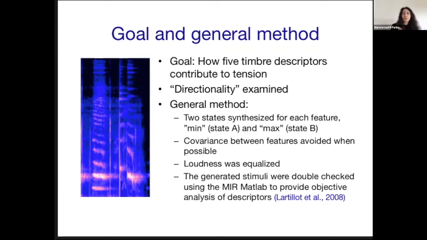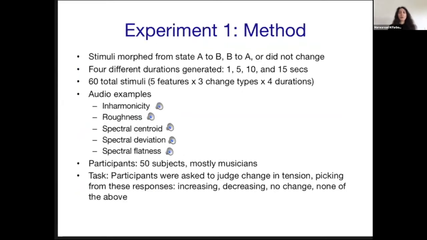So after the stimuli were generated, which was all done in MATLAB, they were double-checked using the MIR toolbox to analyze each timbre attribute, to provide some objective measure, so that I wasn't simply assuming that these timbre attributes were changing. Okay, so for each feature, a stimulus was created that morphed from state A, the minimum state, to state B, the maximum state, or the opposite way, from B to A, or did not change over time. So completely static, like starting on A and just staying the same, or starting on B and staying the same.